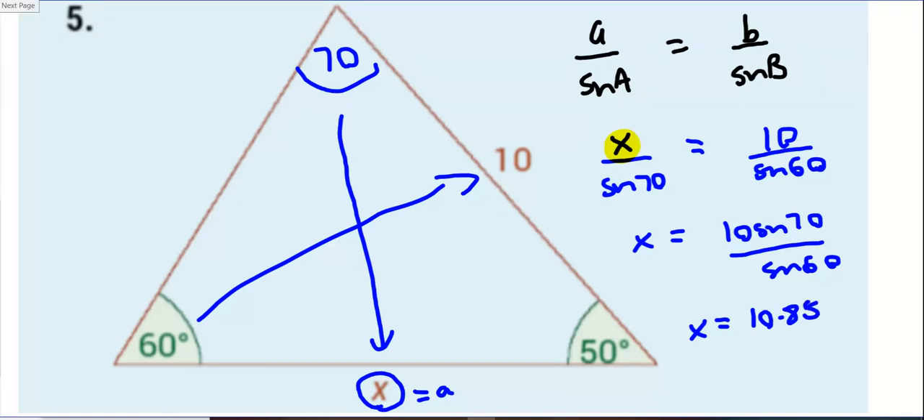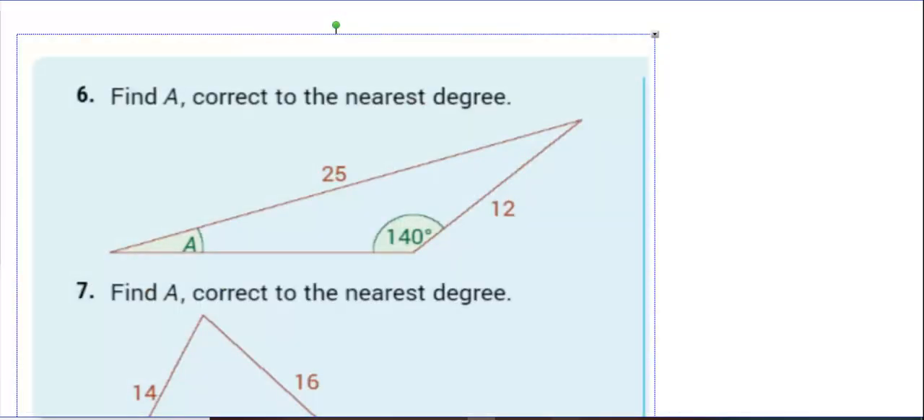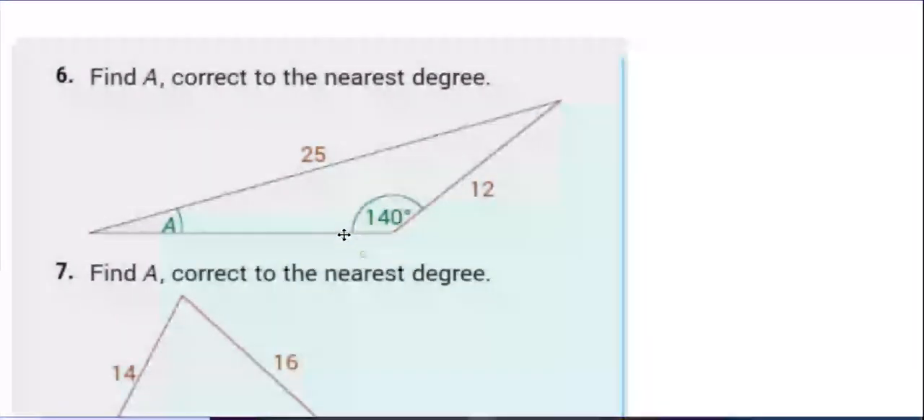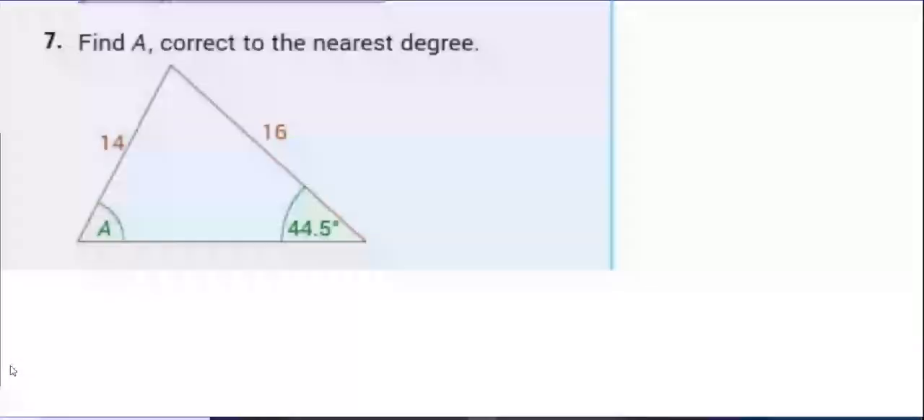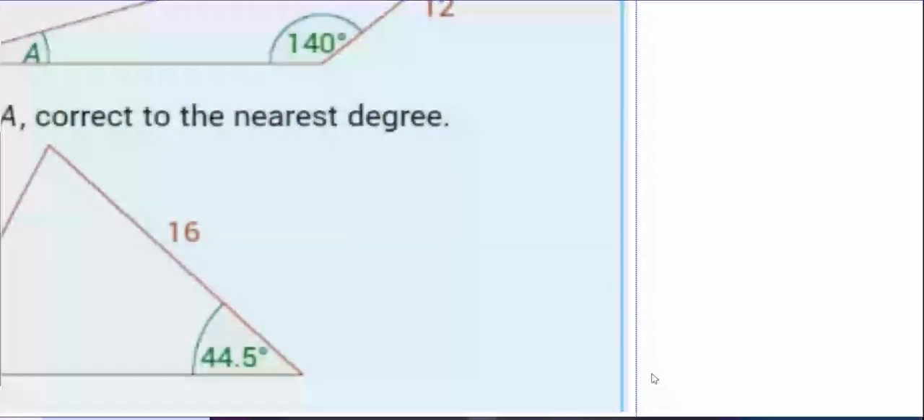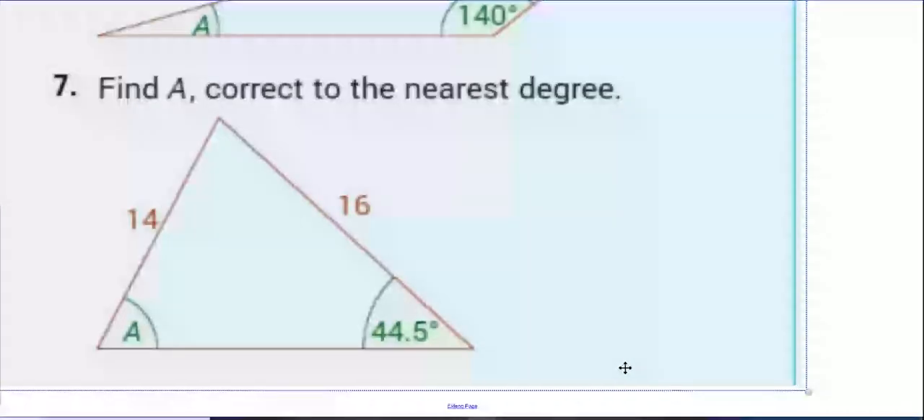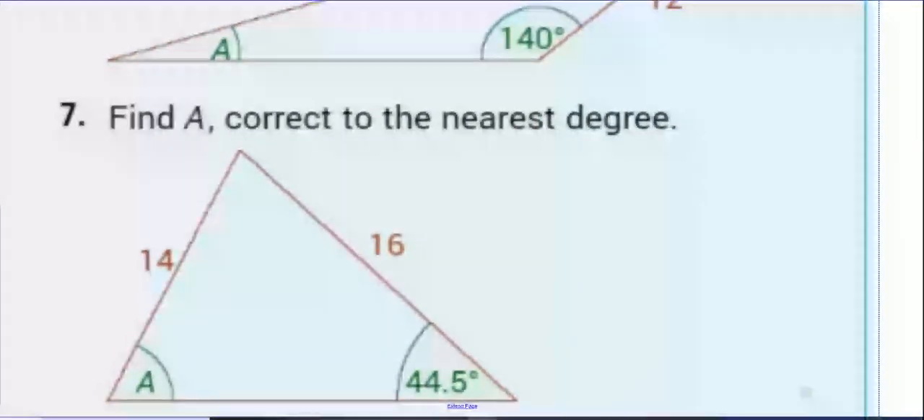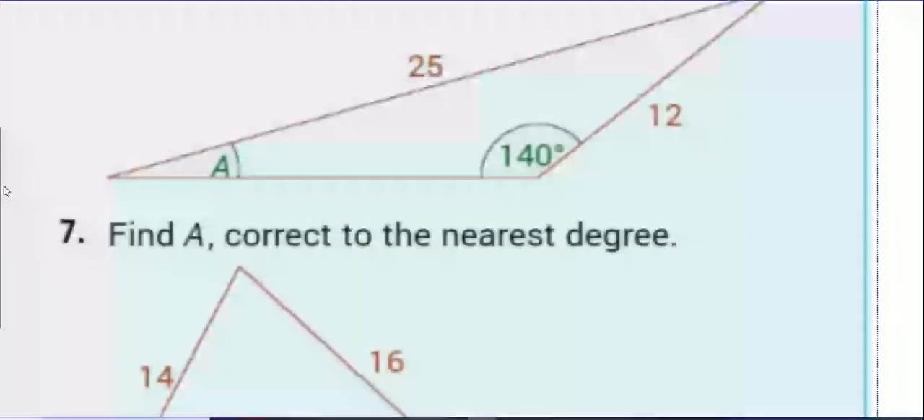Let's move on. So there are length questions. That's question 5. Next we're going to do question 6, which is an angle question. This one here. So let's see what we can do with it. There it is there. Make it a bit larger. Okay. An angle question.